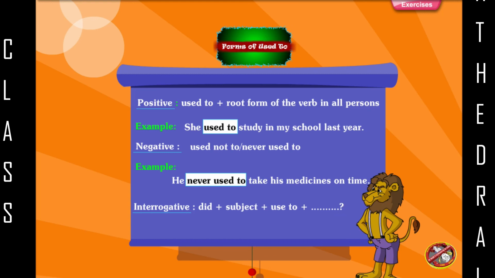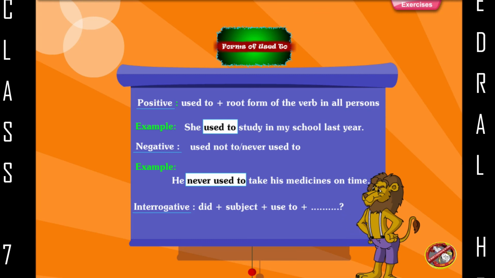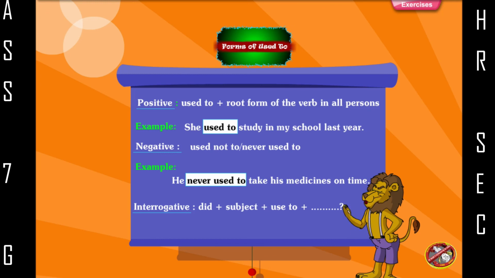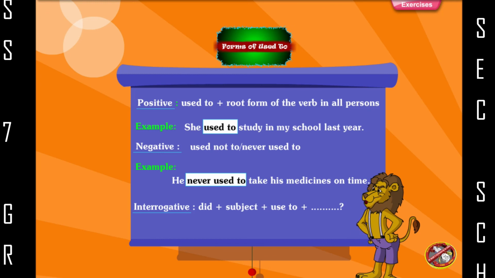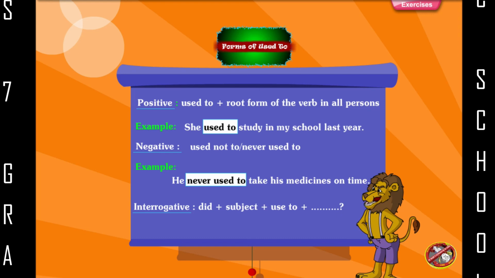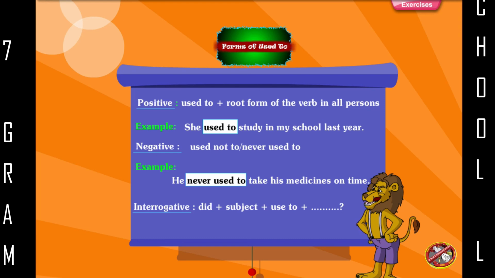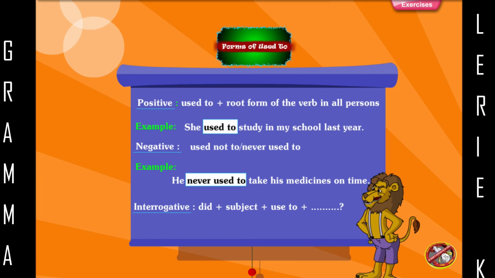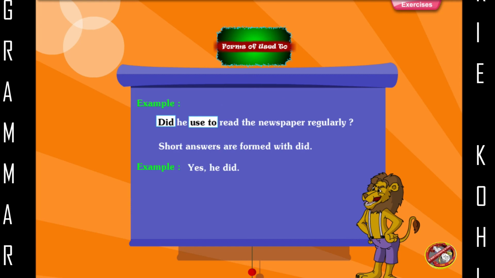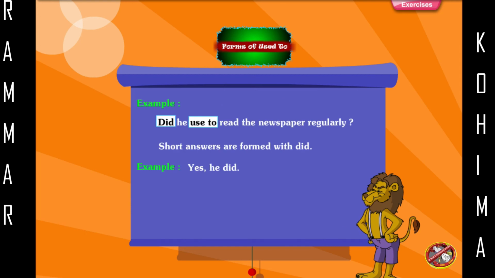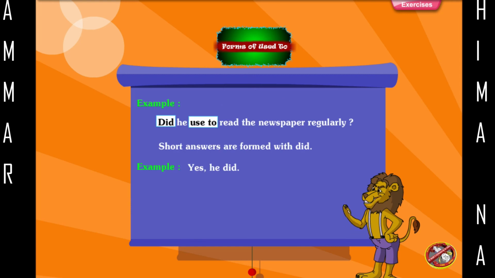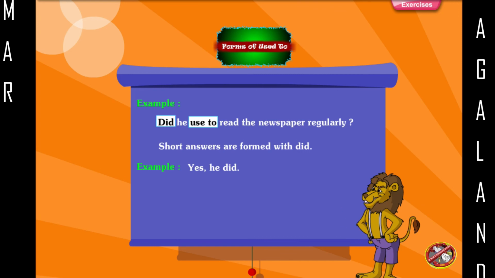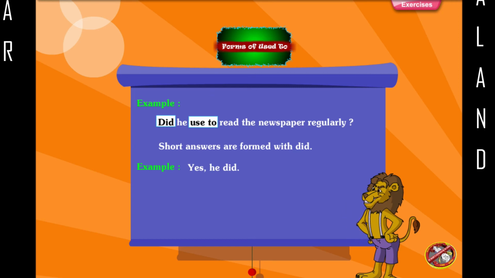Negative: used not to or never used to. Example: he never used to take his medicines on time. Interrogative: did, plus subject, plus used to, plus question. Example: did he used to read the newspaper regularly? Short answers are formed with did. Example, yes, he did.